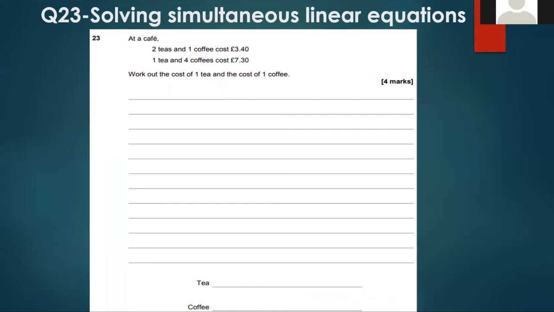Now, what I can do in this question, guys, is form a pair of simultaneous equations. I'm going to call small t equal to tea and small c equal to coffee. So 2t plus 1c is equal to £3.40, and 1t plus 4 coffees is equal to £7.30. Hopefully that makes sense so far, guys. The small letter t is for the word tea, and the small c is for coffee.